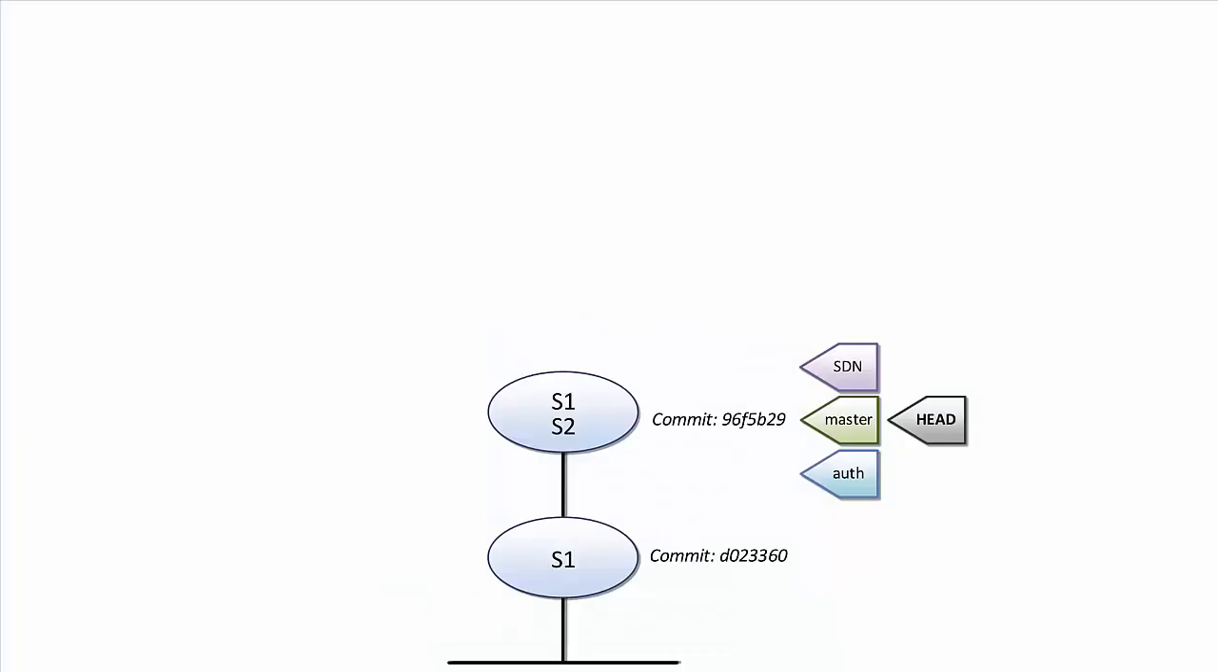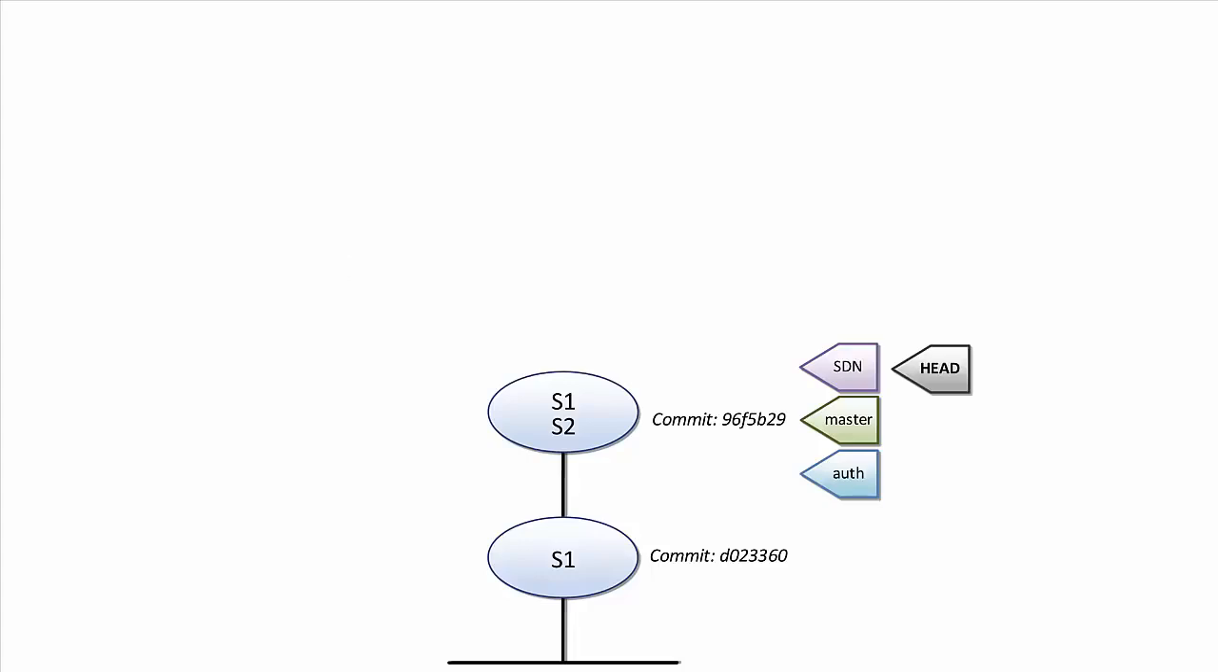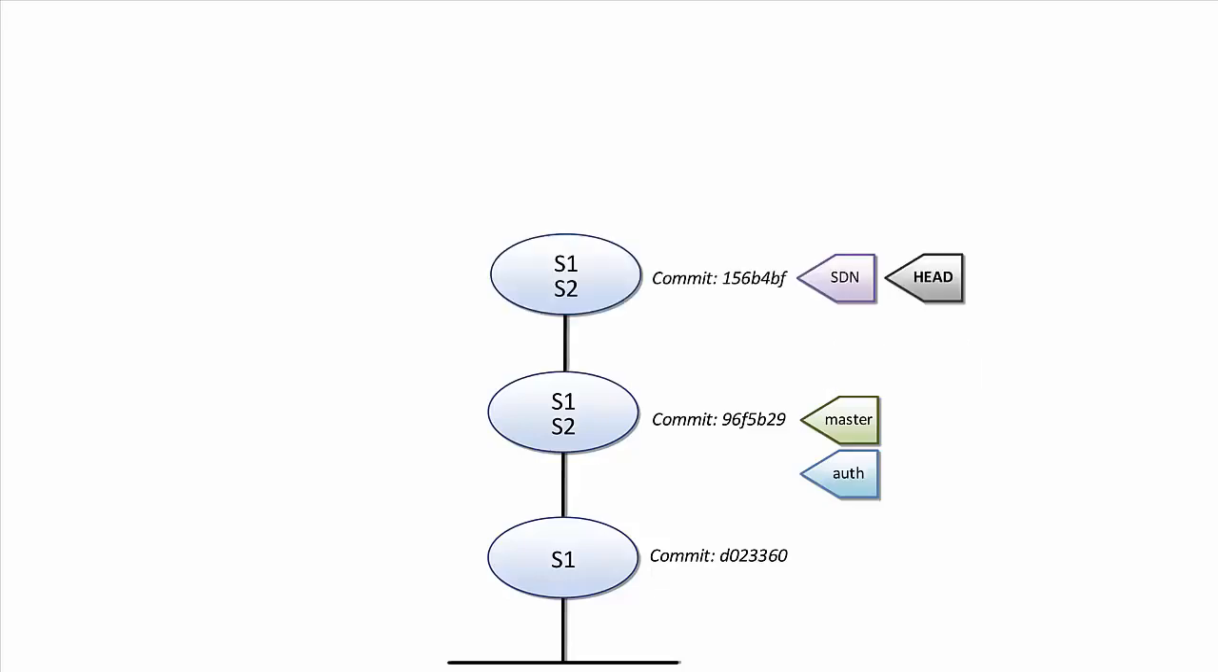We have our three branches: master, SDN, and auth. In a moment at the CLI, we will check out the SDN branch with the git checkout SDN command. When we check out the SDN branch, the HEAD pointer will move to point to the SDN branch. While we are on that branch, we will edit our file S1. We will stage and commit that change. Since we have the SDN branch checked out, only the SDN branch will move up to the new commit. The master and auth branches will stay where they are at the previous commit.